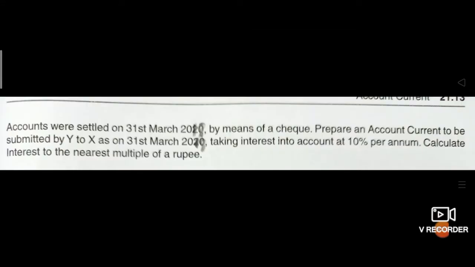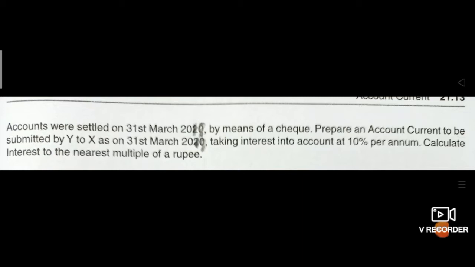So here accounts were settled on 31st March 2018. Accounts were settled by means of cheque. So we have to prepare the account current to be submitted by Y to X as on 31st March 2018, taking interest into account at 10% per annum. Calculate interest to the nearest multiple of a rupee, so we have to round off the amount of interest. In this way we have to prepare it now in this problem.